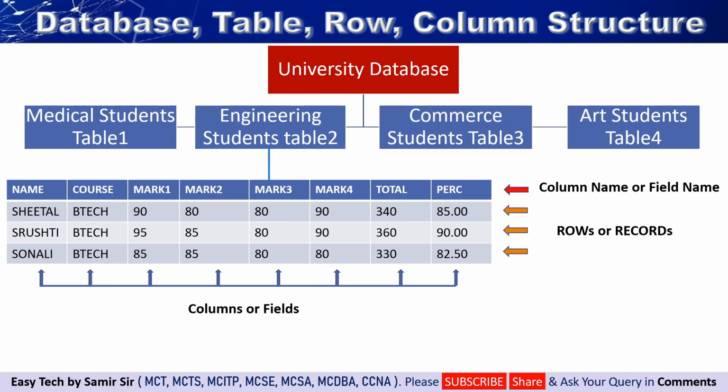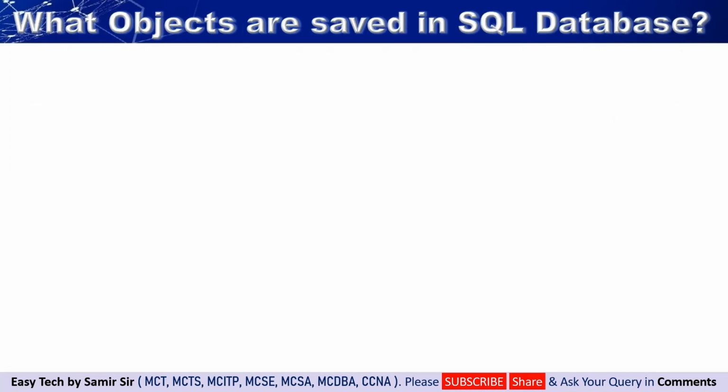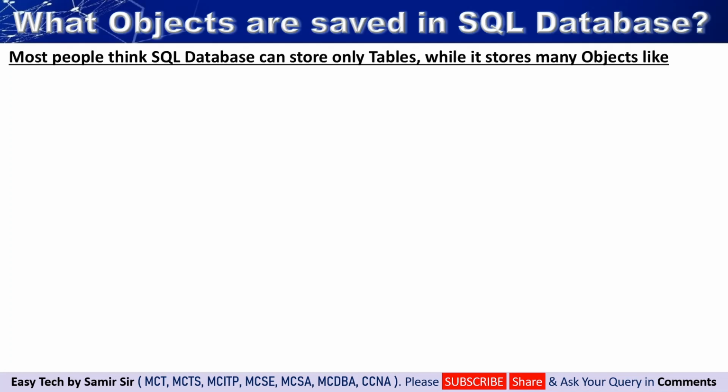Now, a question. Most people assume that a database can store only tables. So my question is, what objects are saved in an SQL database? The answer is, most people think that in a database we can store only tables, while it can store many objects like tables, indexes, which store the data in ascending and descending order. Stored procedures, which are the programmatic part for storing data. Functions, such as math functions for calculations like minimum and maximum, and certain user-defined functions.